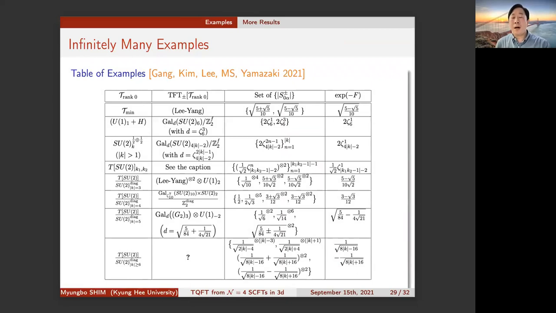And to support our unproven proposal, we consider infinitely many examples by considering gauging of the T[SU(2)] theory. Besides the T[SU(2)] theory, we also consider U(1) Chern-Simons theory with a hypermultiplet and SU(2) Chern-Simons theory with a half hypermultiplet.